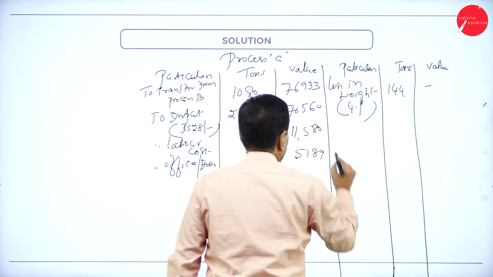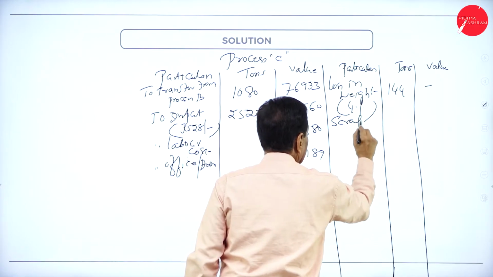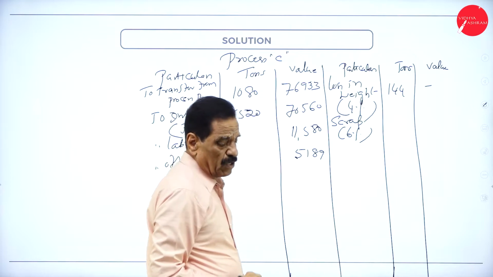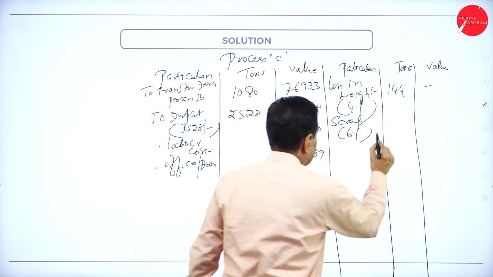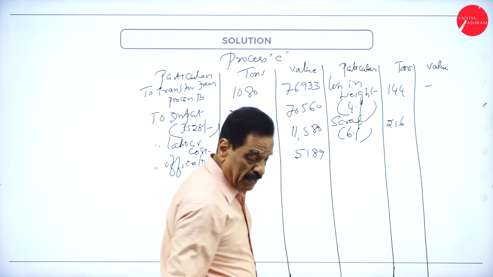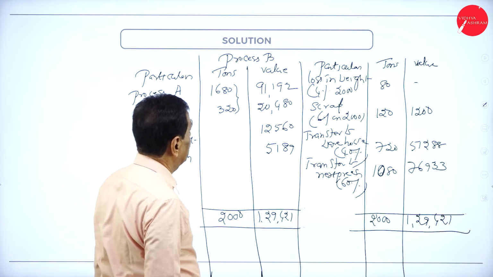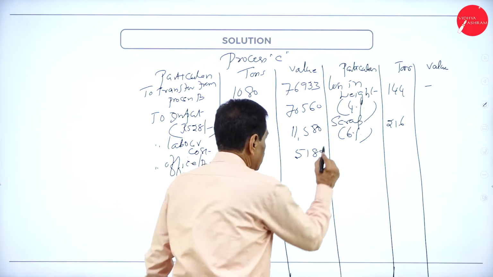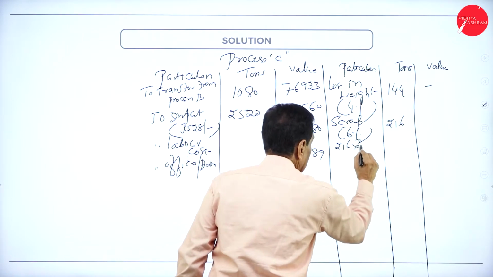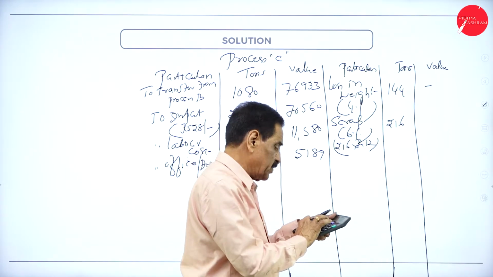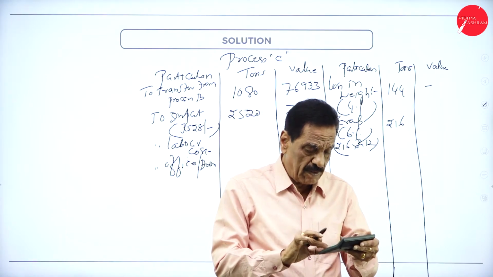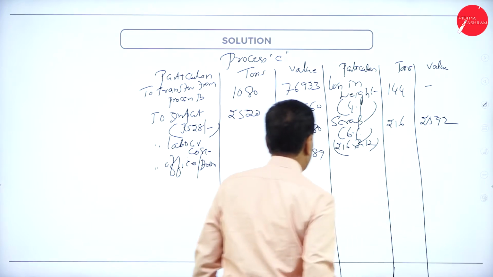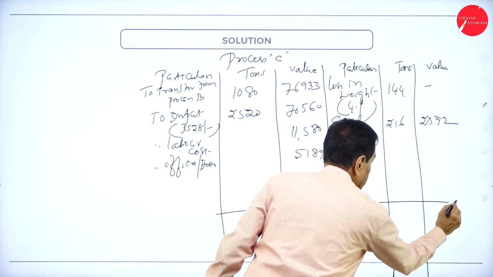No value. By scrap, 6% on these 3,216 tons. What's the per ton value? Last one, per ton value, 12 rupees. 216 into 12 is 2,592. So the entire 100% goes to next process.